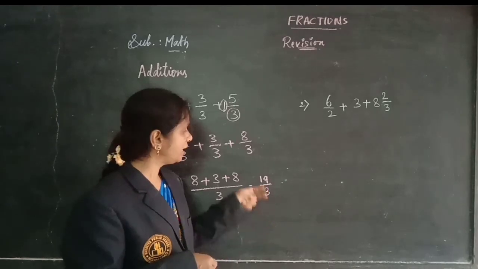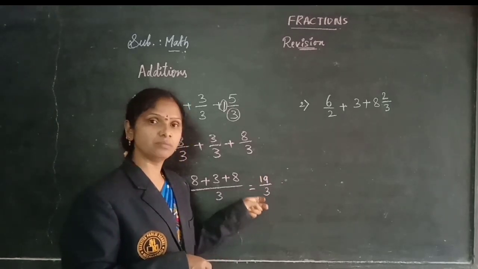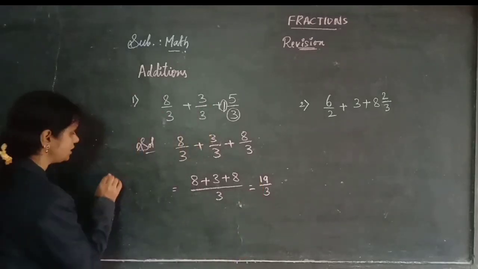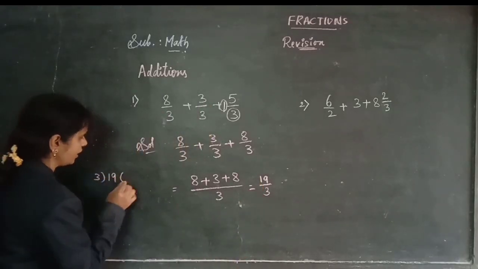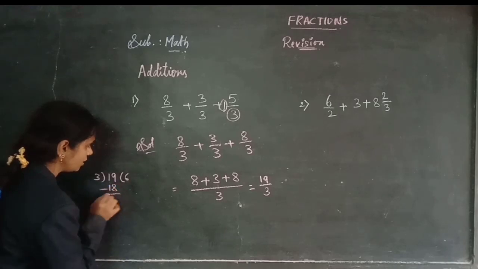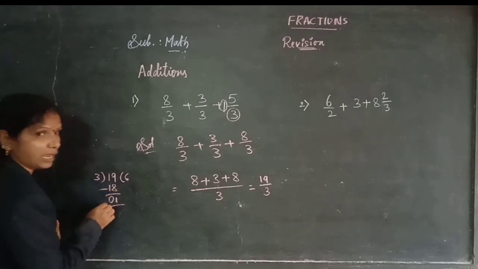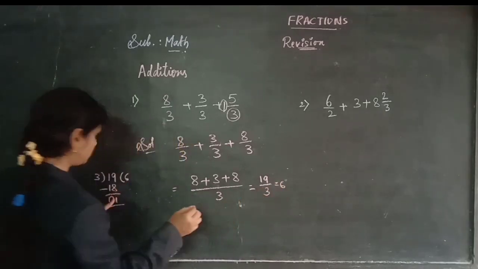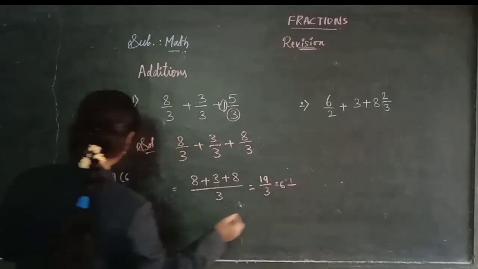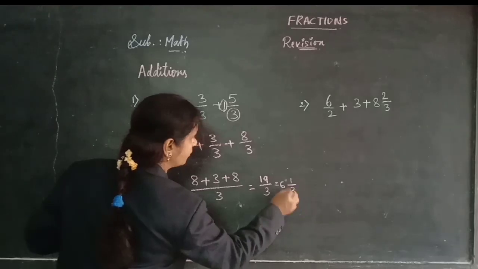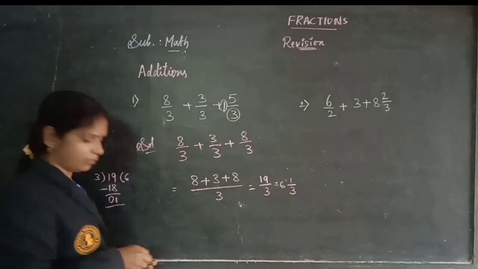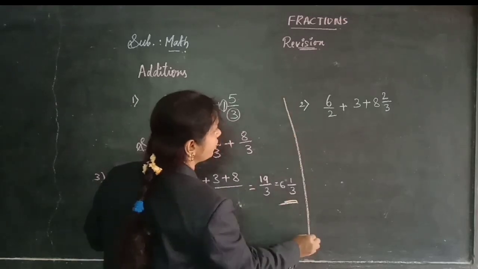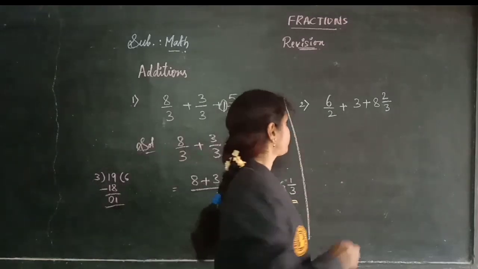If not possible and if we got an improper fraction, we can change it into mixed by dividing 19 by 3. 3 sixes are 18, children. So 1 will be left here. And how can we write this? 6 as the whole number and here 1 as the numerator and 3 as the denominator. So 6 1 by 3 will be the answer of this sum, children. Okay. Now let's do the next problem here.